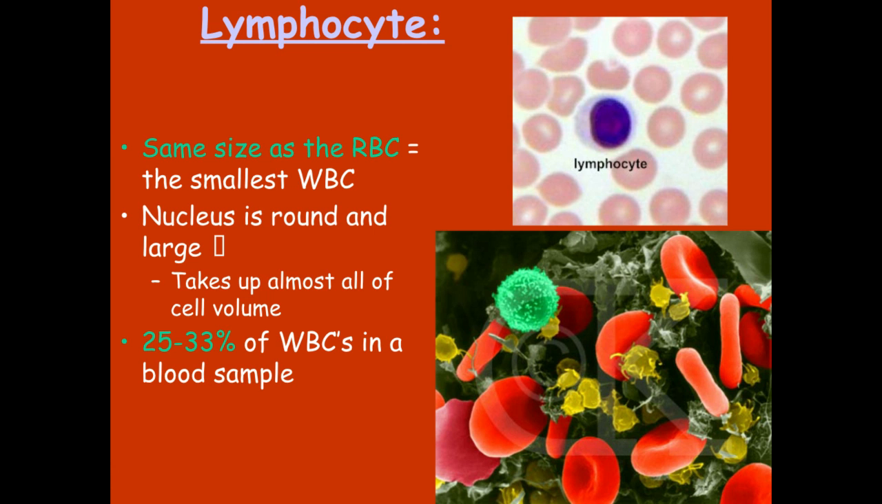Remember that the lymphocytes, like monocytes, are agranulocytes, but lymphocytes are much, much smaller. They're about the same size as red blood cells, which makes them the smallest white blood cells in our blood. The nucleus of the lymphocyte is round and large, and it takes up almost all of the cell volume. And 25 to 33% of white blood cells are going to be lymphocytes in a blood sample.